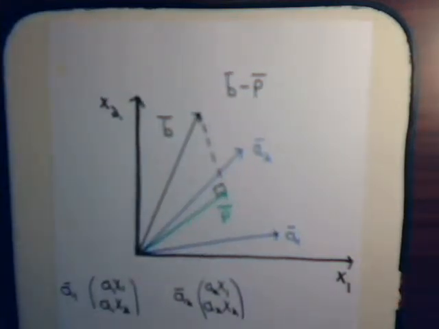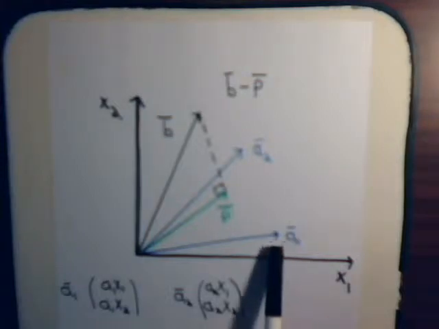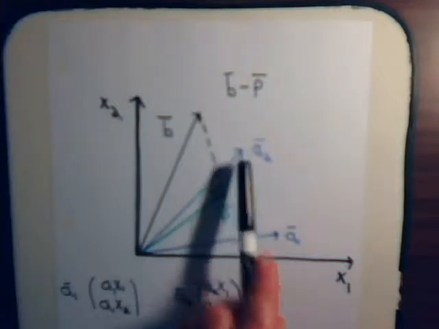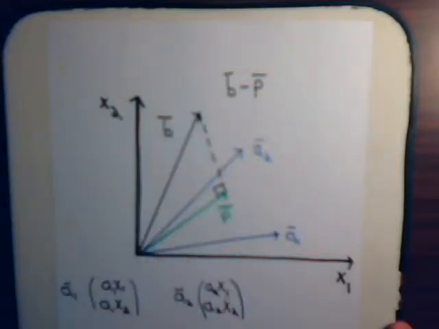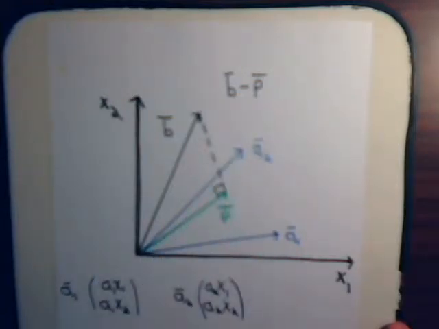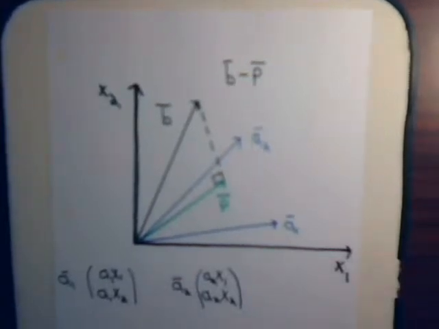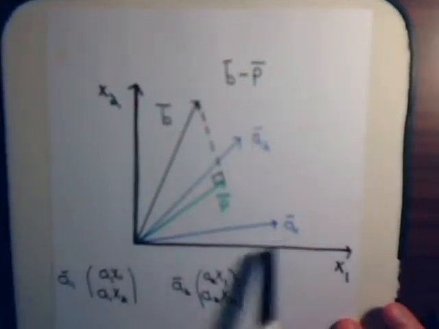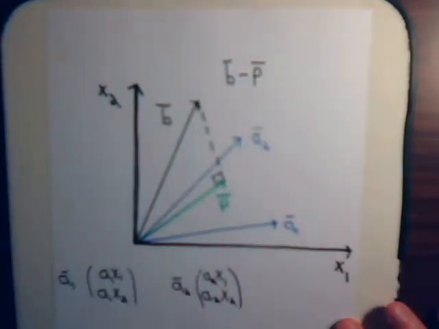So here we have two independent vectors, A1 and A2. Here we have a vector B, and now we're going to project vector B into the plane of A1 and A2, rather than projecting vector B just onto a single vector like we did in the previous videos. A1 and A2, of course, each have an x1 and an x2 component, so we'll symbolize it like this. Same thing for A2. It has an x1 and an x2 component.